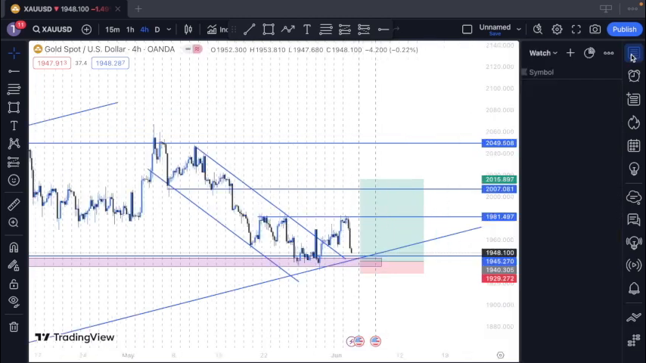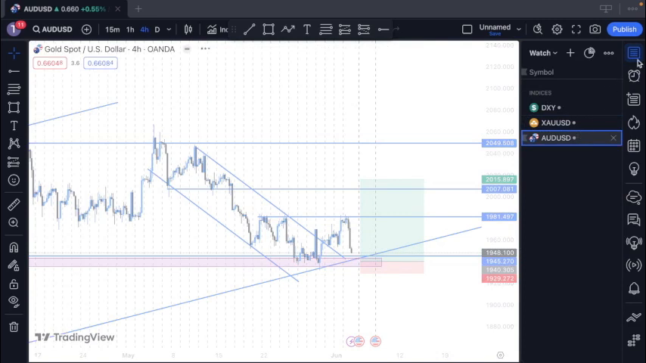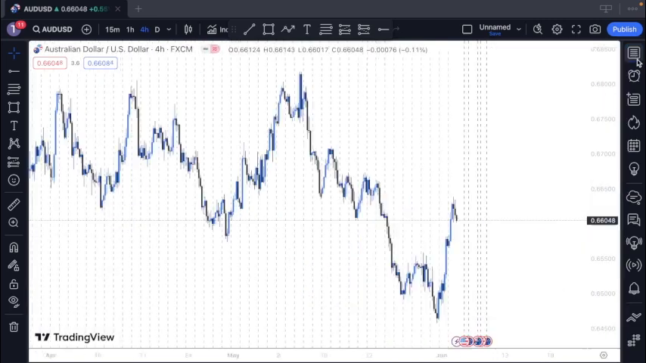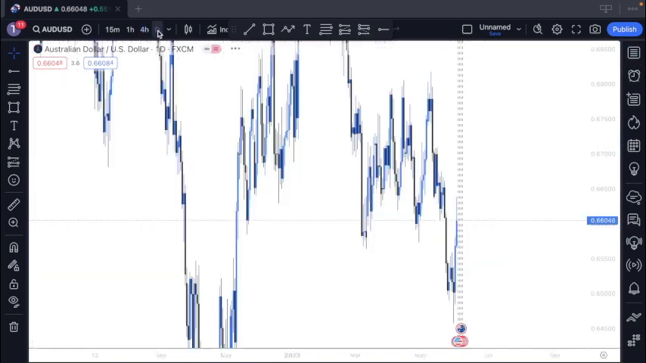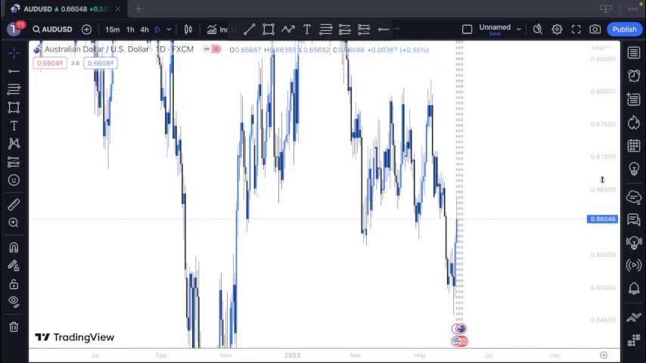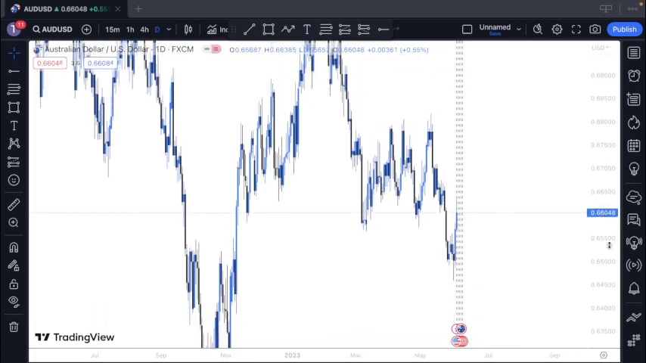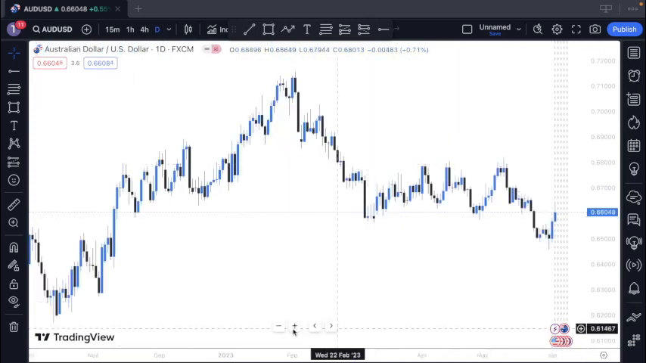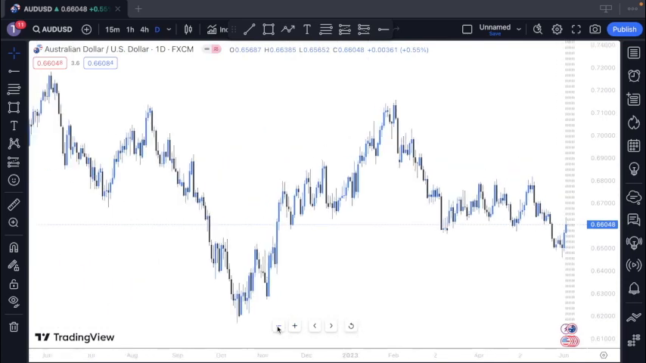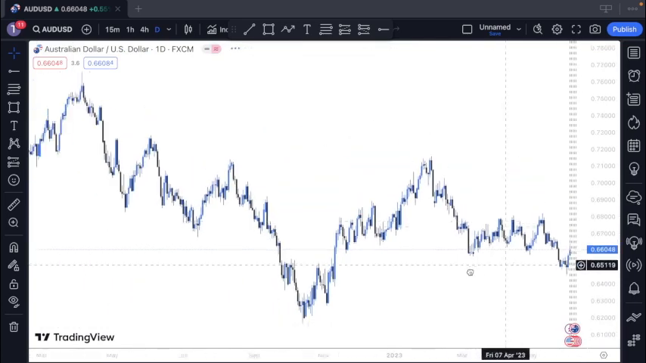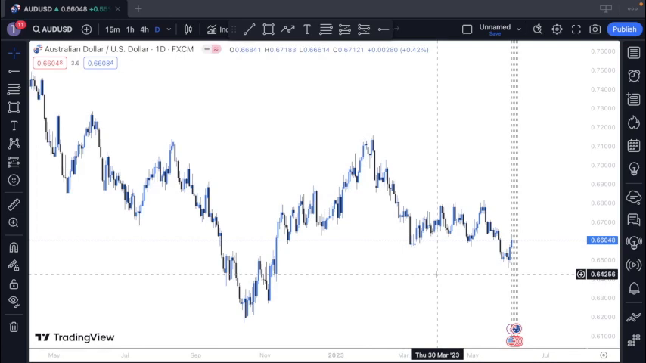Let us move on to our last pair, which is the Australian dollar, AUD/USD. Let's start from our daily time frame. Starting from our daily time frame, we are doing one and the same thing. Okay, let me reset the chart. All right. Okay, so right here, what do we have? We have our AUD/USD.